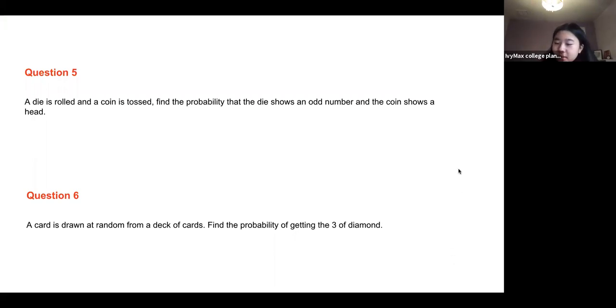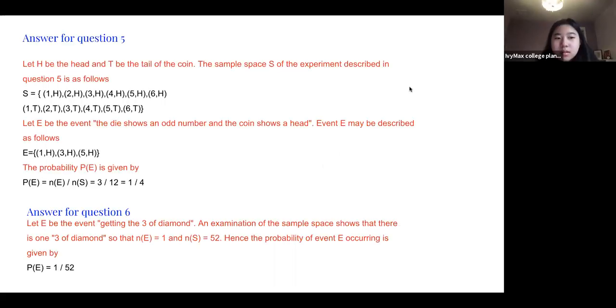Okay, so let's go with Elaine, with number 6. Okay. Probability is the number of answers over the total. Since there are 52 cards in a deck, and there's only one 3 of diamonds in a deck, it would be 1 out of 52. Yeah. So here is the explanation. You can just read it by yourselves.